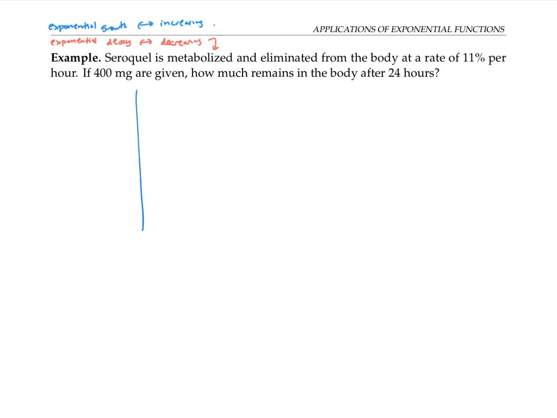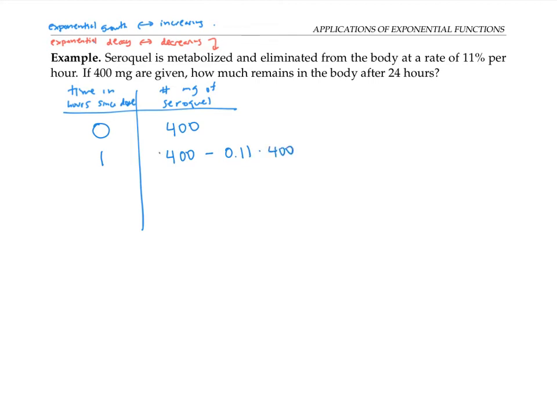I'll chart out my information, where the left column will be time in hours since the dose was given, and the right column will be the number of milligrams of Seroquel still in the body. 0 hours after the dose is given, we have the full 400 milligrams in the body. 1 hour later, we have the 400 milligrams minus 11% of it. That's minus 0.11 times 400.